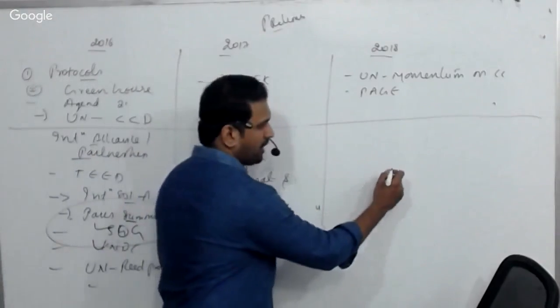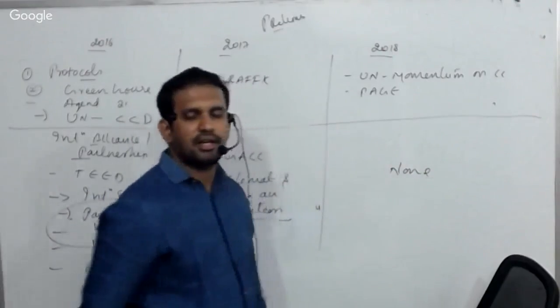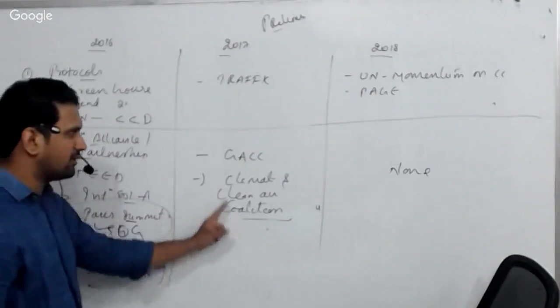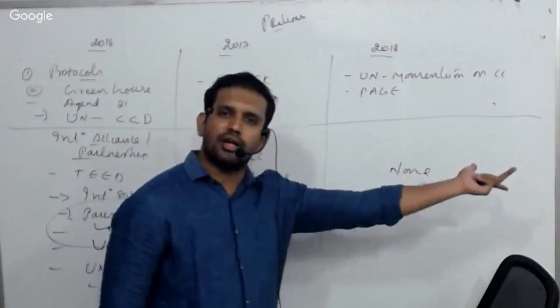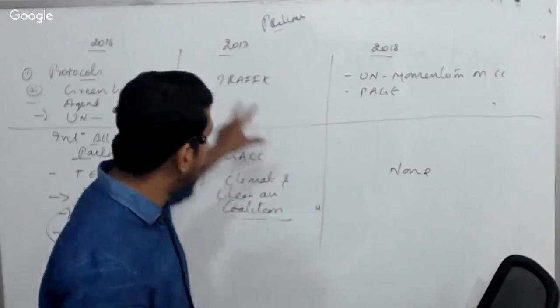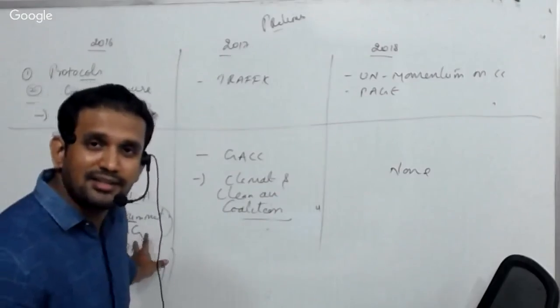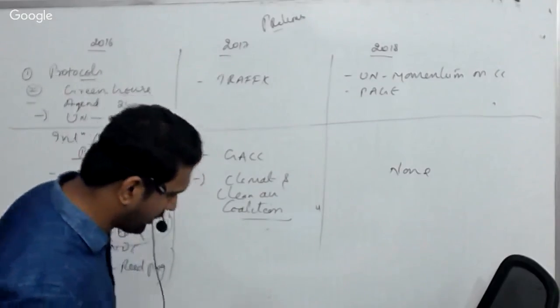Here none. In 2018, no question was asked in international alliances, but the pattern is there that they will be asking. 6 are there, 2 are there. Again, you can have none, again, you can have 6. So on international conventions, you have to be thorough. International partnership, international summits, very very important. Summits, okay, very very important.